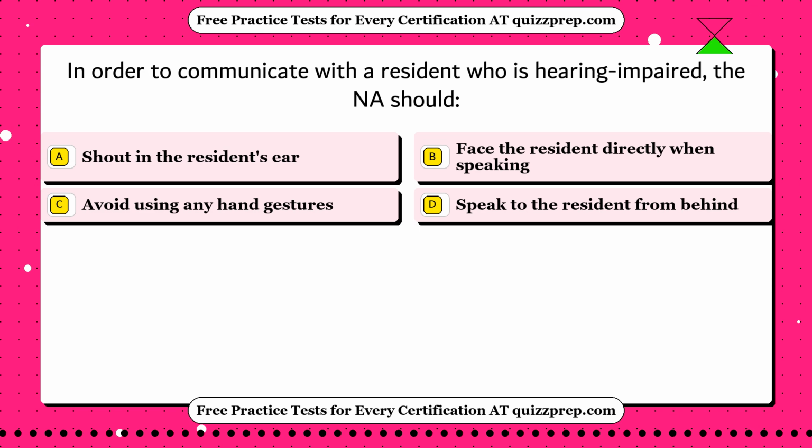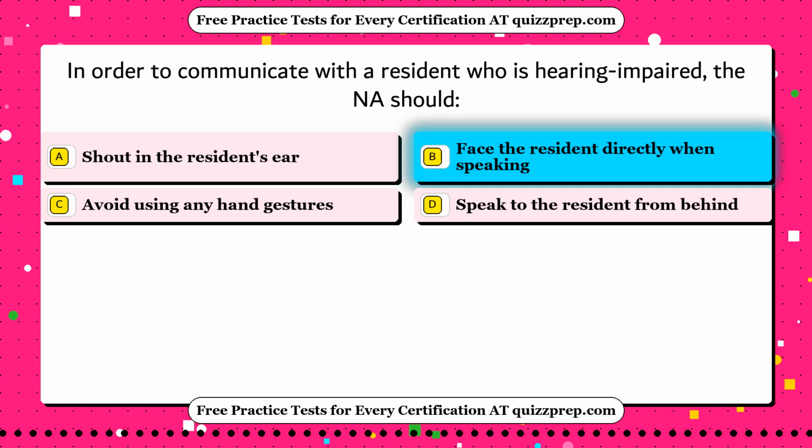Question 11. In order to communicate with a resident who is hearing impaired, the NNAAP should: Option A, shout in the resident's ear. Option B, face the resident directly when speaking. Option C, avoid using any hand gestures. Option D, speak to the resident from behind.